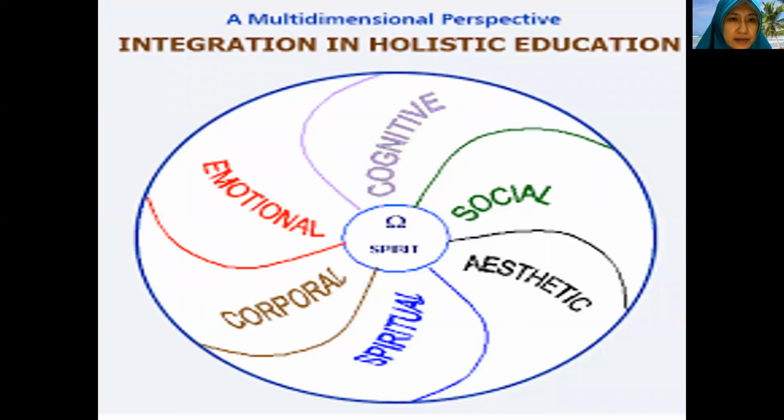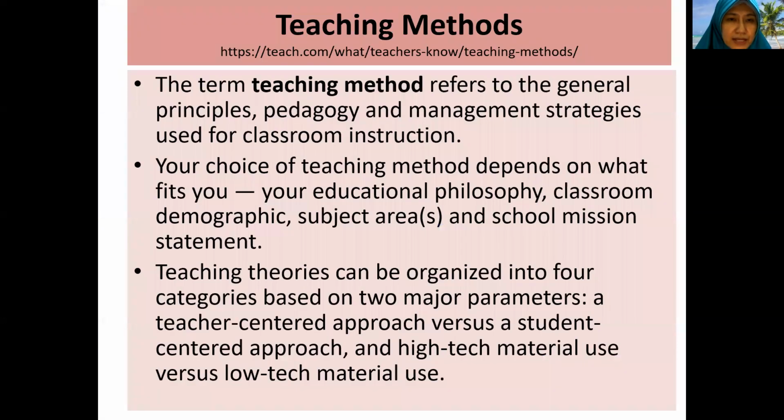This is the diagram about a multidimensional perspective of integration in holistic education. So it consists of cognitive, social, aesthetic, spiritual, corporal, and emotional. So the spirit of holistic education has cognitive, social, aesthetic, spiritual, corporal, and emotional.